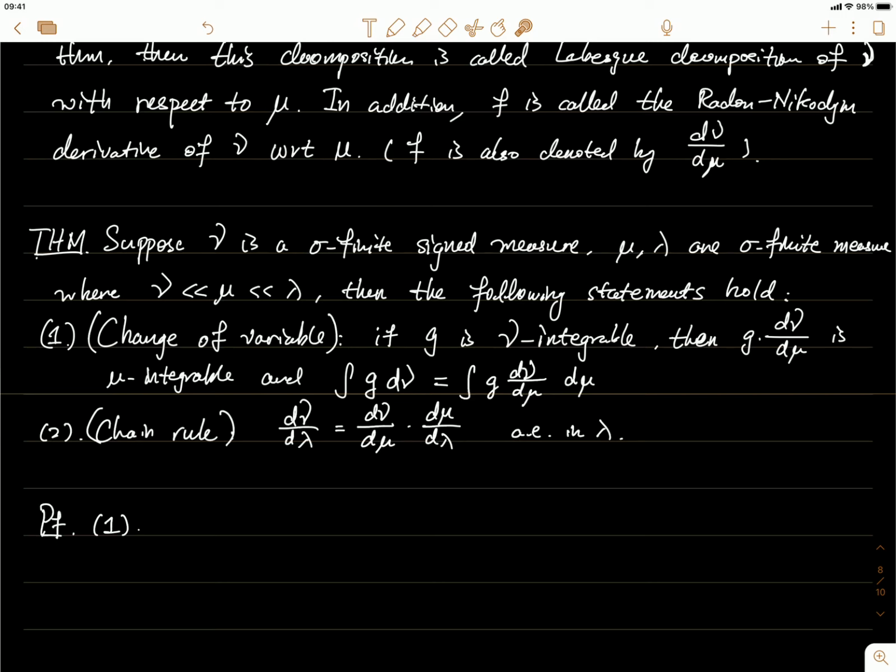Okay, and if we can show that, then because of linearity, we can show this for simple functions, for G to be simple functions, and then we can approximate any measurable function using a sequence of simple functions. Then we can show this for general functions. So essentially, we just need to show that this is true for G being a characteristic function of a mu measurable set.